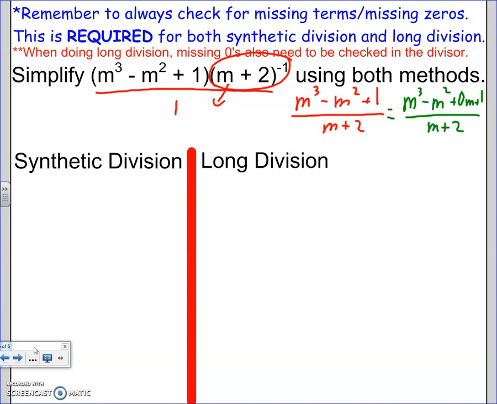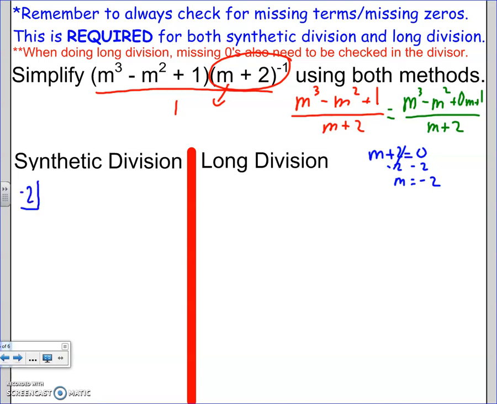Let me do synthetic division first. I'm going to solve the divisor for the root. So m plus 2 equals 0. I subtract 2 from both sides. I get m equals -2. So I know -2 is inside my box.